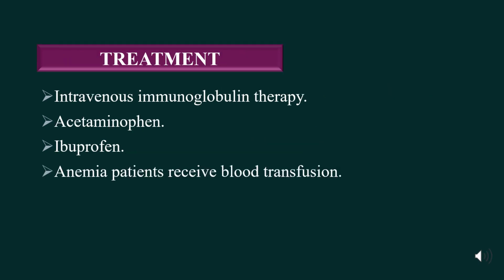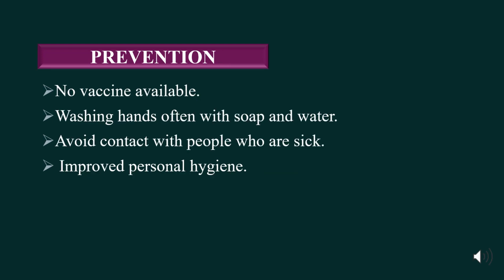Some of the treatments for the infection caused by B19 parvovirus include intravenous immunoglobulin therapy, acetaminophen, and ibuprofen, and anemia patients receive blood transfusion. Prevention: no vaccine is available. Improve personal hygiene by washing hands often with soap and water, and avoid contact with people who are sick.